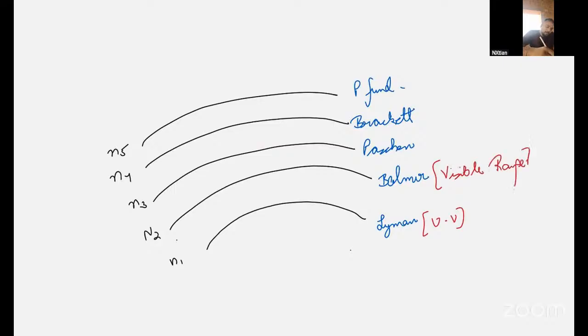Now, Paschen is infrared, and Brackett and Pfund are far infrared. So we'll write infrared according to your notes.